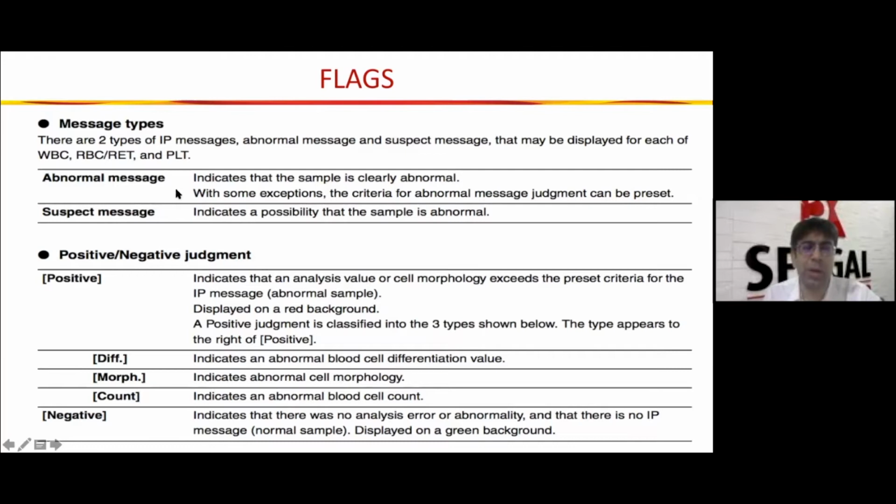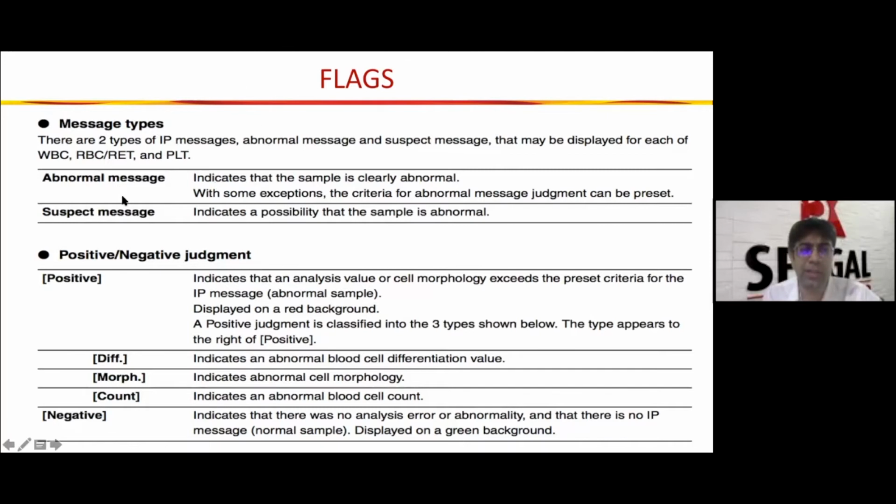The machine feels clearly normal or abnormal based on the criteria that you have given. For example, it is neutropenia or neutrophilia. There is no doubt in it. If you give a value of less than 2000 as neutropenia, if it is less than 2000, the machine will give a flag which is clearly abnormal. Whereas a suspect message or a suspect flag means maybe query abnormal lymphocyte, query blast, which means it wants you to review the smear and look for that.